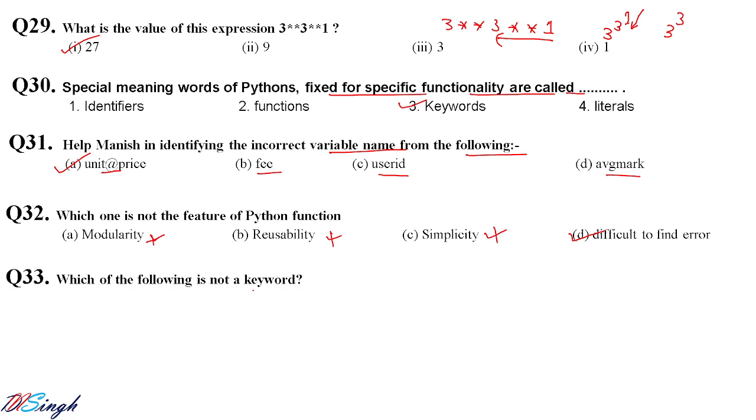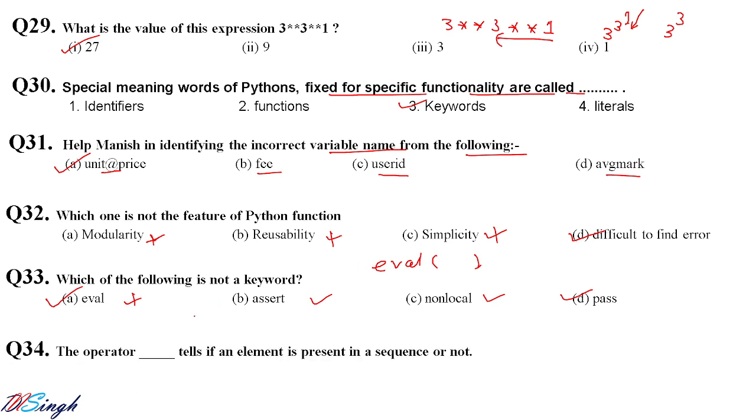Which one of the following is not a keyword? Okay, fine. So assert is a keyword, nonlocal is a keyword, pass is a keyword. Eval is not a keyword. Remember that eval is a function which converts the type of the variable to the type which is provided in the input value. So eval is a function, not a keyword.